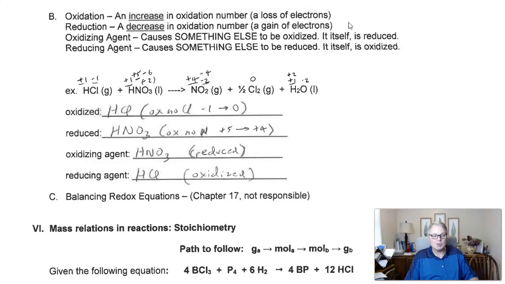Now, sometimes when you're in the laboratory, you're interested in what's being oxidized and what's being reduced. But sometimes when you go into the laboratory, you've got a certain substance and you say, I want to oxidize this substance. What am I going to add to oxidize this substance? Well, you're going to add an oxidizing agent. An oxidizing agent causes something else to be oxidized. If I want to reduce something, I'm going to add a reducing agent. A reducing agent causes something else to be reduced. Think of it in terms of an agent, a baseball player.